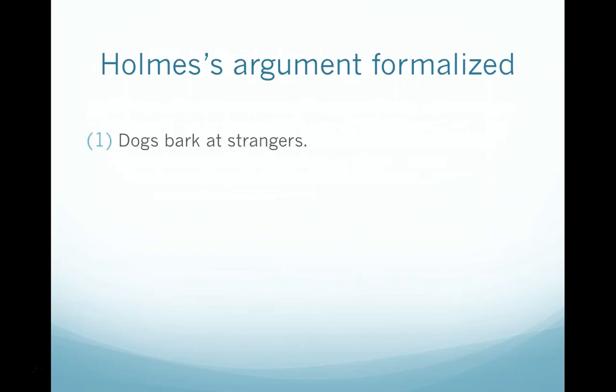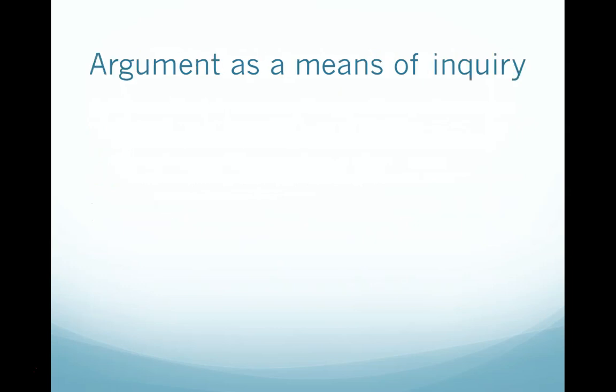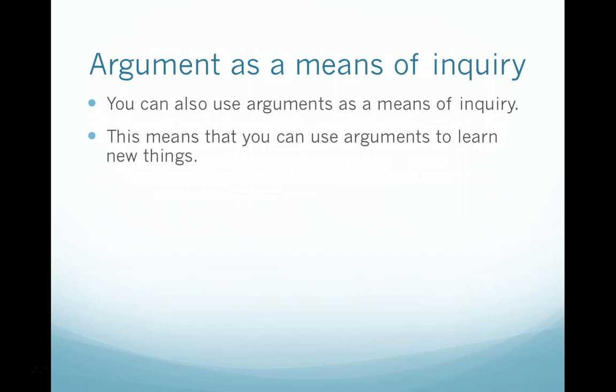The first premise: dogs bark at strangers. The second premise: the dog did not bark at the visitor. And this leads to Holmes's conclusion: so the visitor wasn't a stranger. Another way that we can use arguments is as a means of inquiry. To use something as a means of inquiry means that you're using an argument to learn new things.